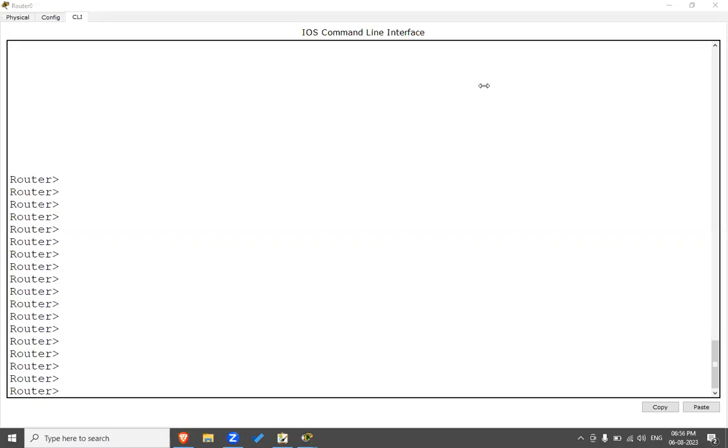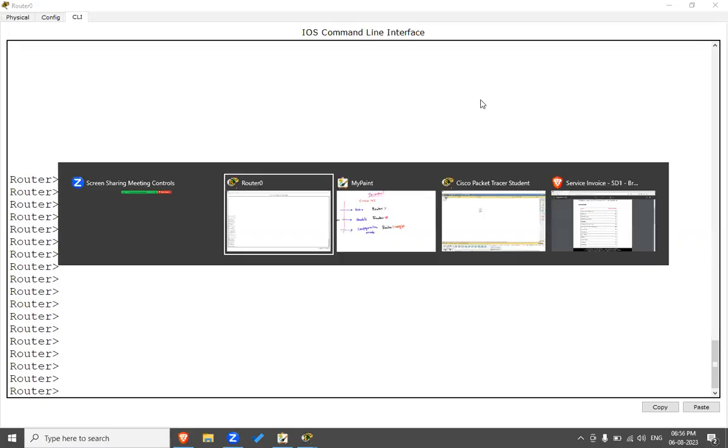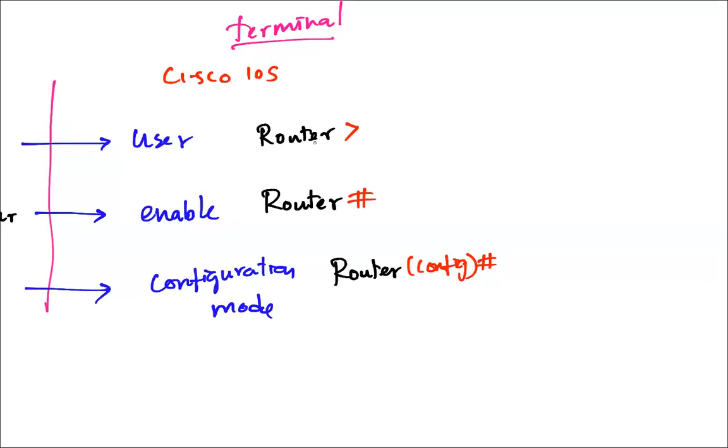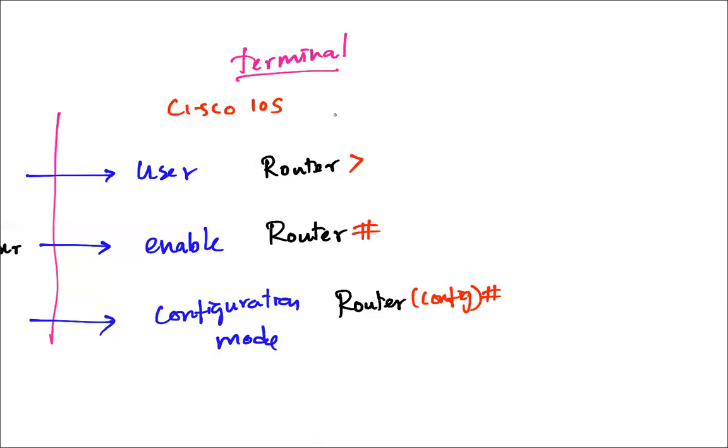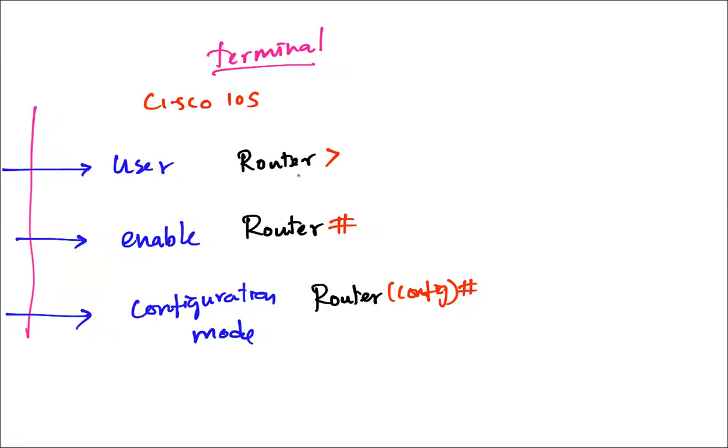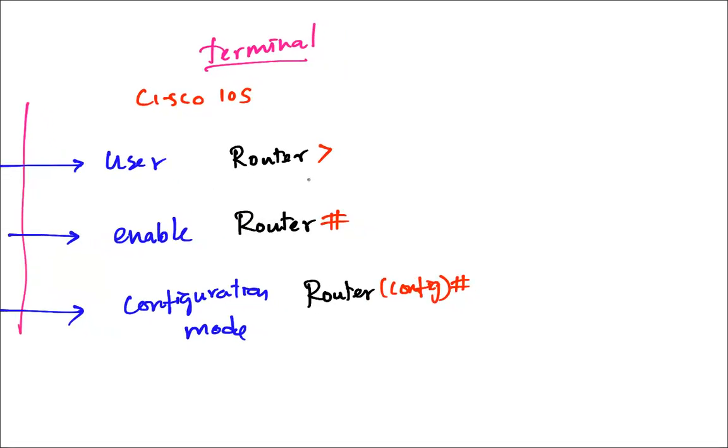Okay, so let me just go with the next one. Now the thing is, when you start a Cisco router, the router will put you on the basic mode only, which is the user mode. So you are on the user mode now. In user mode, you cannot do much stuff, right? User mode is basically a very simple mode only.